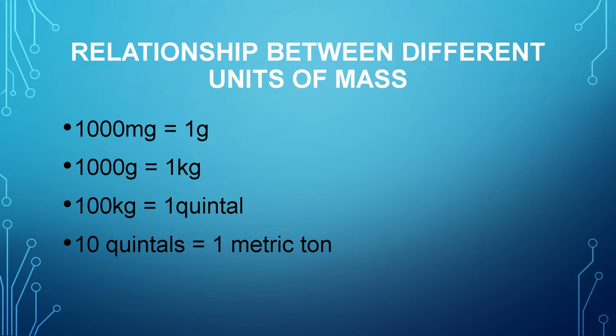Merchants and traders use multiples of the kilogram: 100 kg is equal to 1 quintal, and 10 quintals, or 1000 kg, is 1 metric ton.